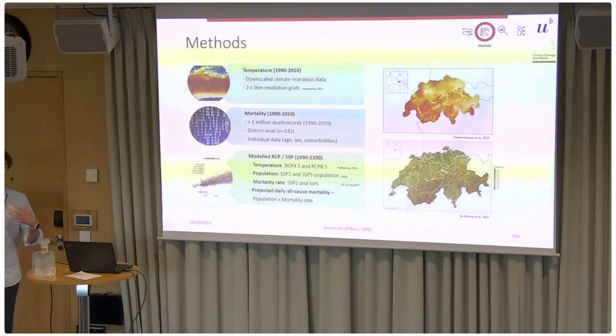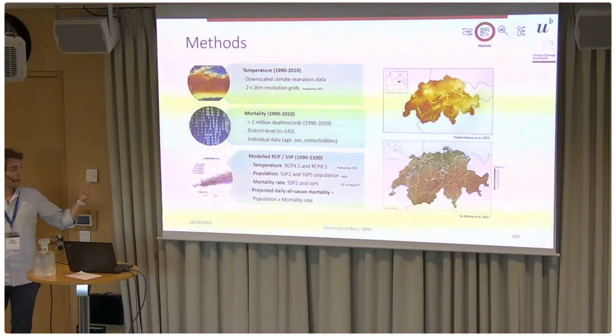Well, first, to get an exposure response function, we used observed temperature data in Switzerland between 1990 and 2010 on 2 by 2 kilometer high resolution grids from reanalysis data provided by MeteoSwiss. Then we linked this to mortality data, which were over 1 million death records in this specific period, and was divided in Switzerland in 143 districts. And based on the observed temperature and mortality, we created those exposure response functions, and then we started to use the modeled data.